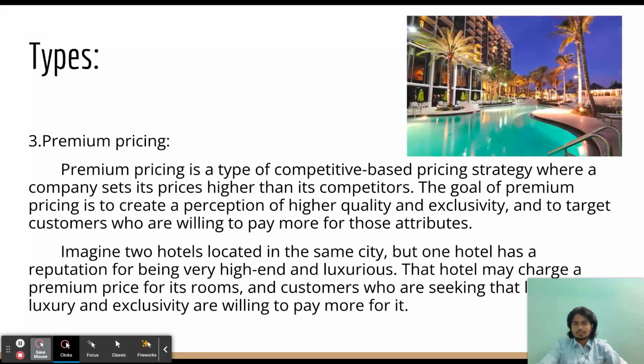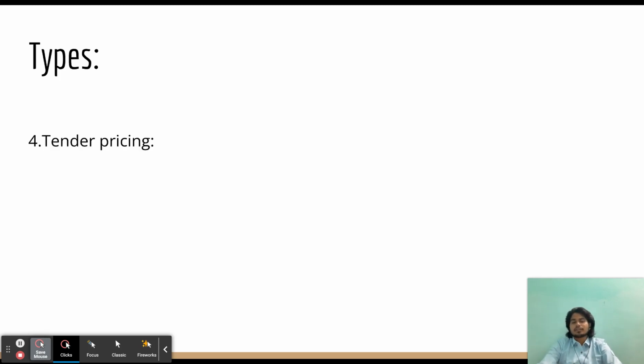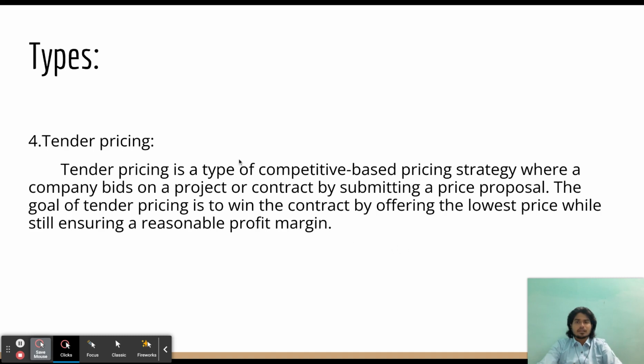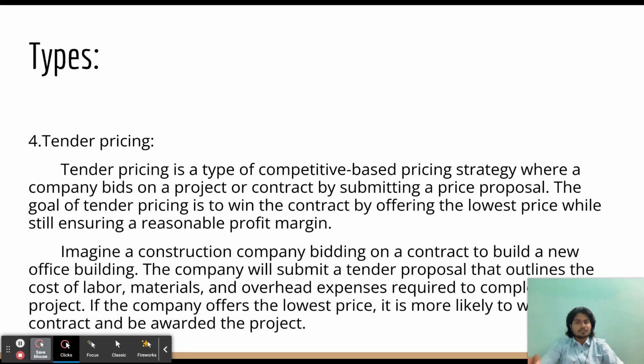Two hotels are in the same city, but one hotel has a reputation for being very high end. They charge a high price for rooms, and customers who are seeking luxury and exclusivity are willing to pay more for it. The last type is called tender pricing. In this, a company bids for a project or contract by submitting a price proposal. The core of tender pricing is to win a contract by offering the lowest price while still ensuring a reasonable profit margin. Imagine a construction company.